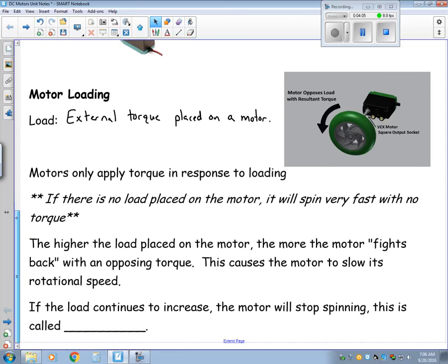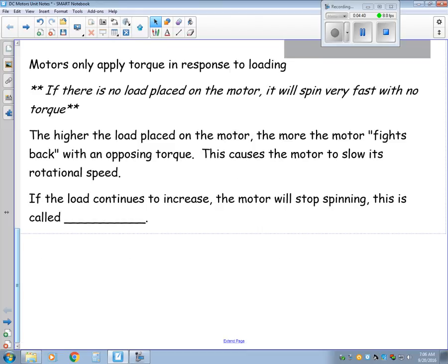Now, motors themselves are response units. In its purest form, a turning electric motor, or turning DC motor, has no torque. None whatsoever. The torque that a DC motor supplies is in response to the load you place on it. And again, this is really hard for younger students to grab a hold of. If there's no load on the motor, it's going to spin very fast with no torque. And this is actually true for all motors, even gas motors.